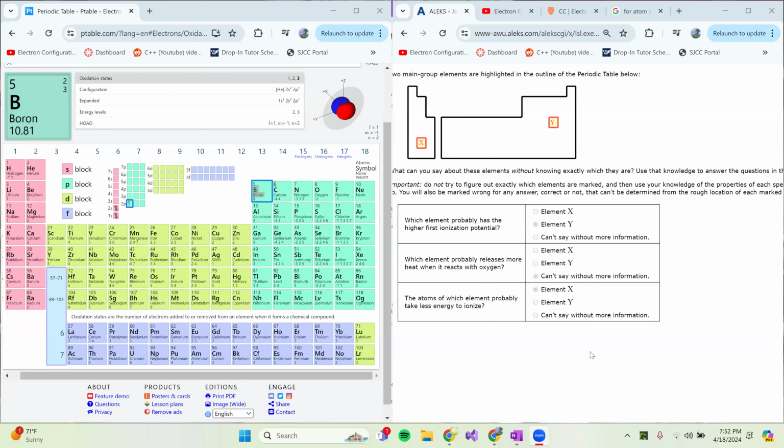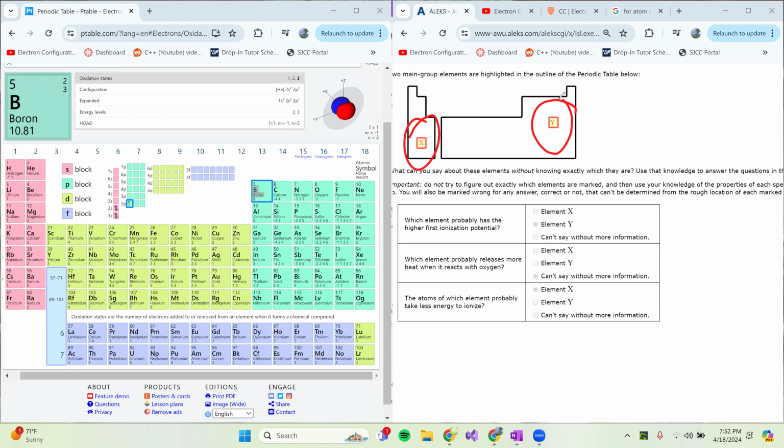So this question talks about periodic table trends. Remember, the left side are our metals and the right side are our non-metals. So we know that metals like to lose their electrons and become cations, and our non-metals like to gain electrons and become anions.